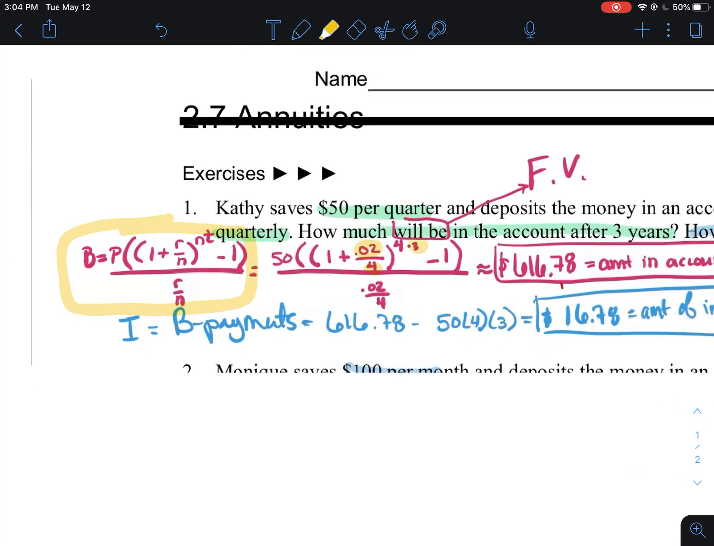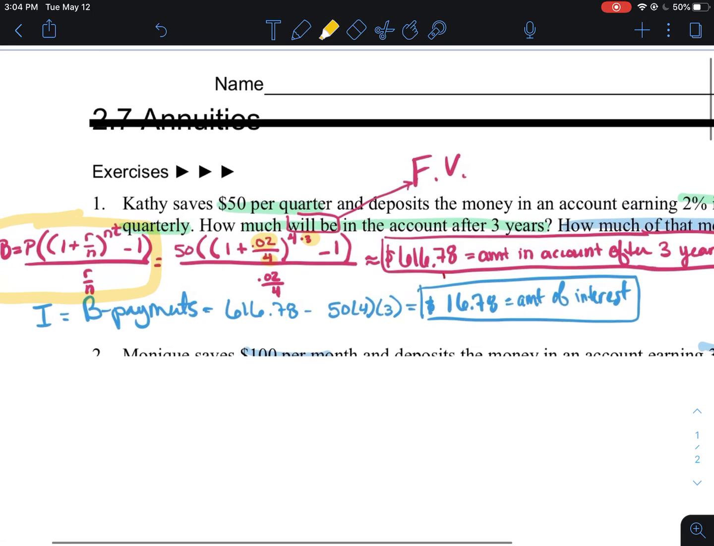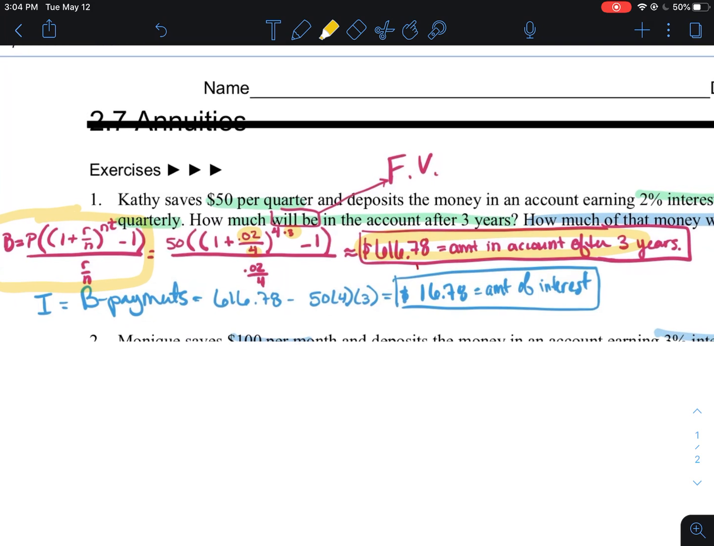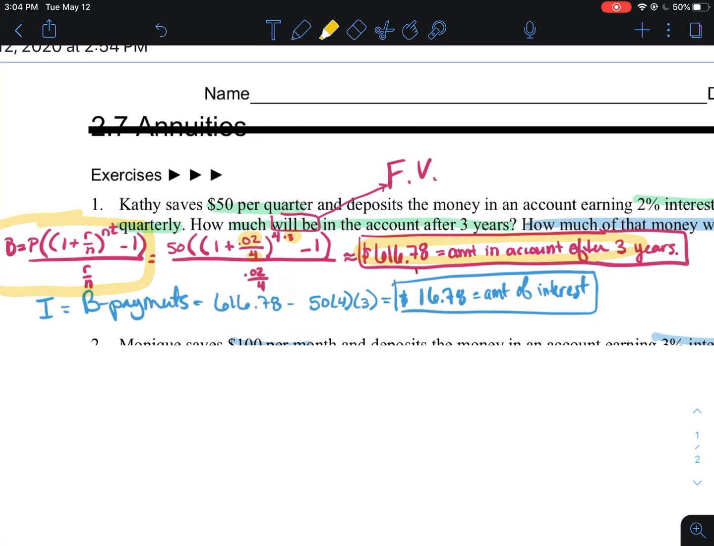And then when we simplify all of that arithmetic, we end up that she's going to have a total of $616.78 in her account at the end of the 3 years. So that's the first part of the question. The second part is how much of that money is interest.